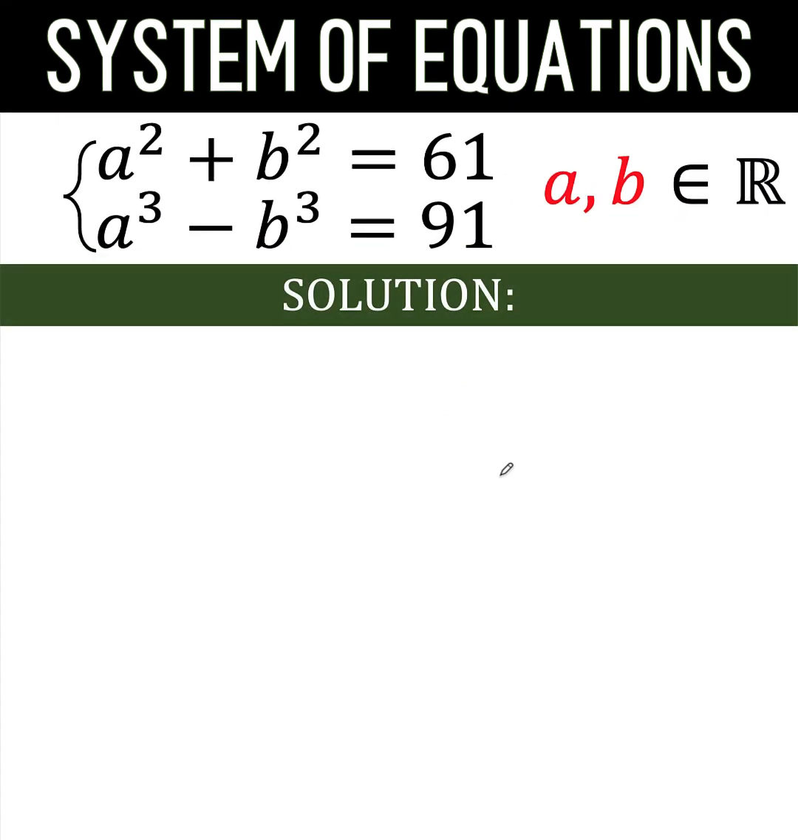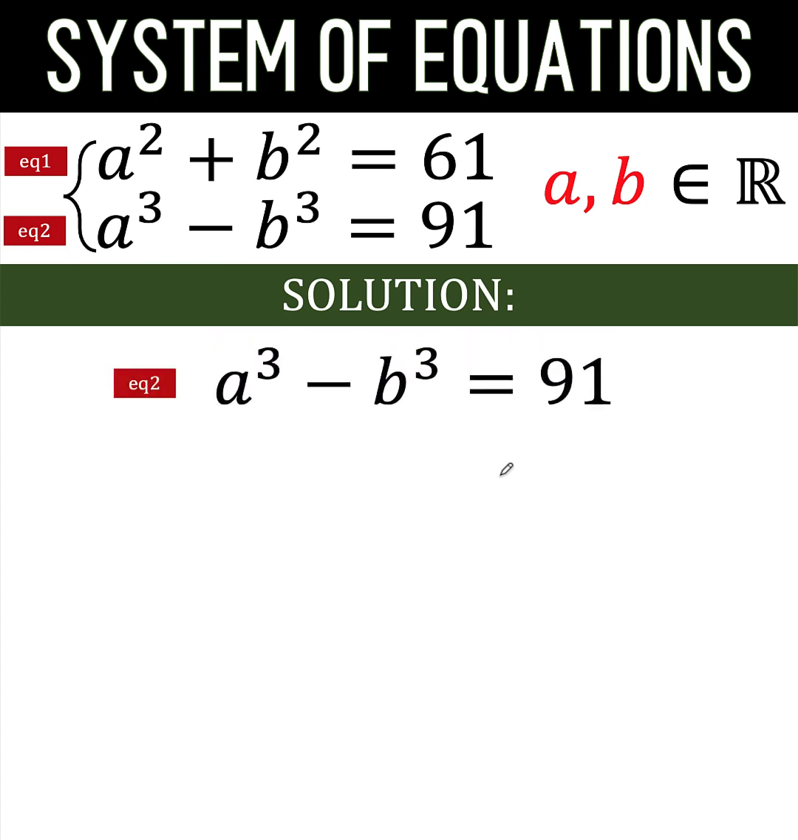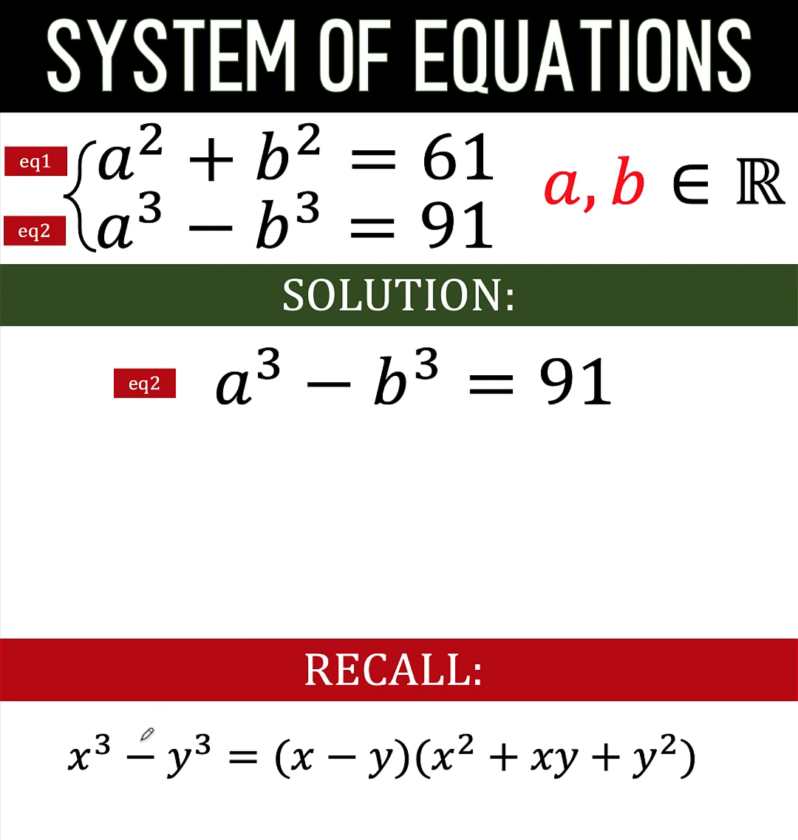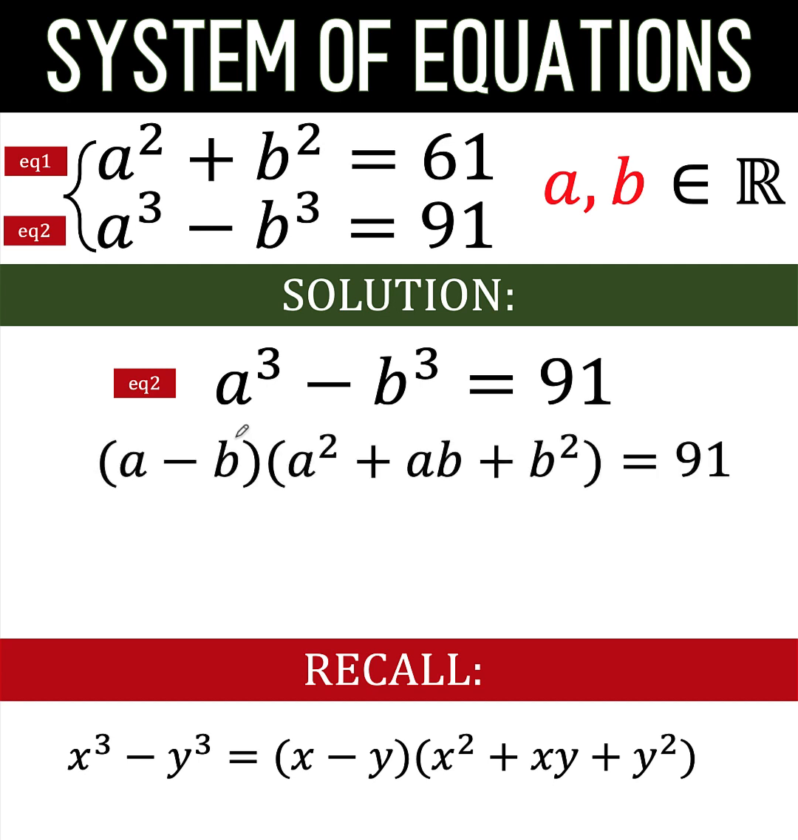Let's begin by calling the first equation as equation 1 and the second one as equation 2. Let's start with equation number 2. Notice that the left side of this equation is a difference of 2 cubes. So let's recall the formula for difference of 2 cubes. Its factored form is this right side here. So using this formula, we can write a cubed minus b cubed in its factored form this way, following this formula, and we just copy the right side.